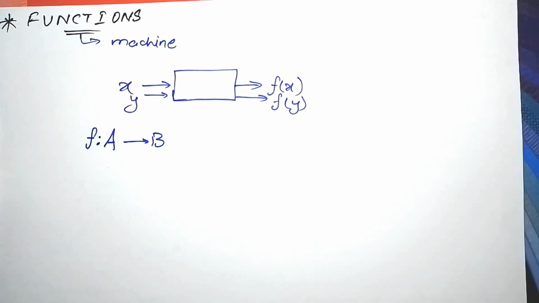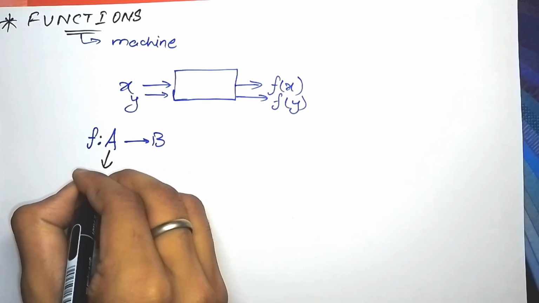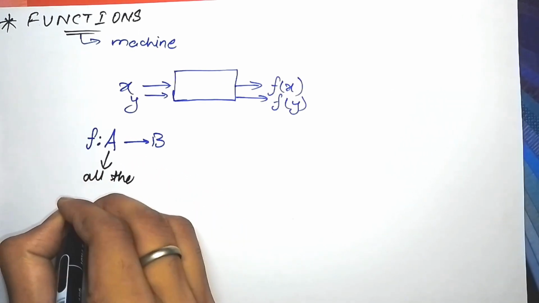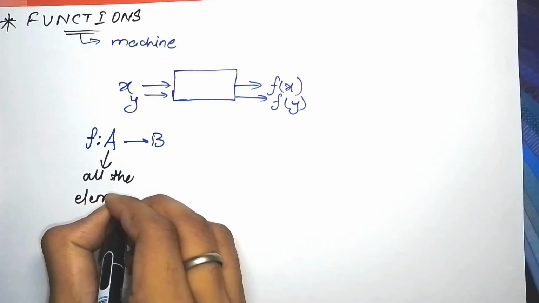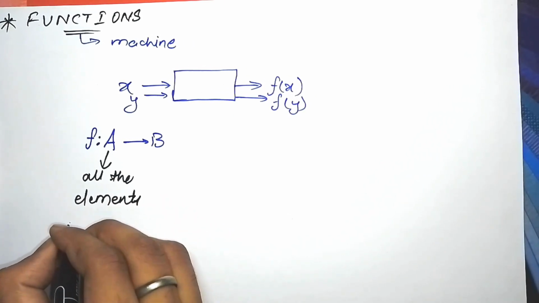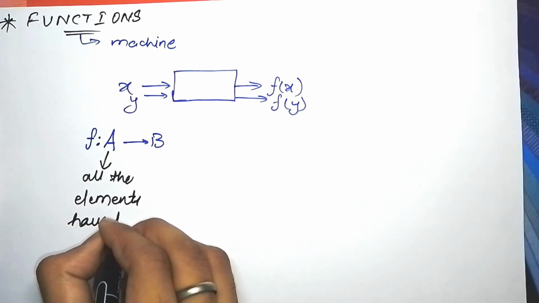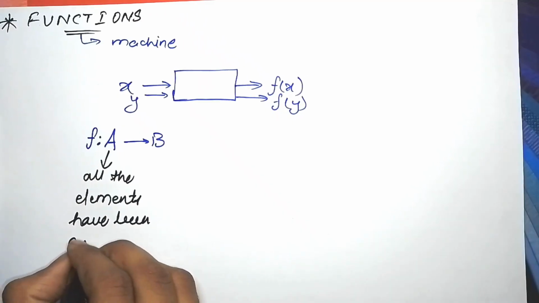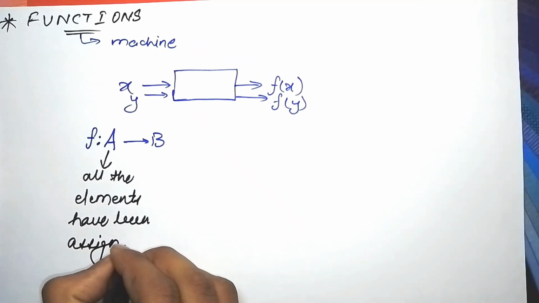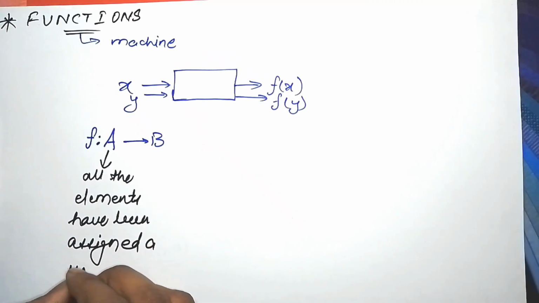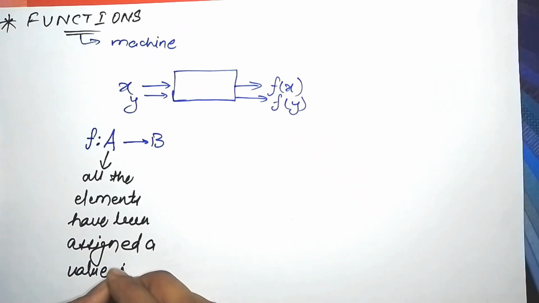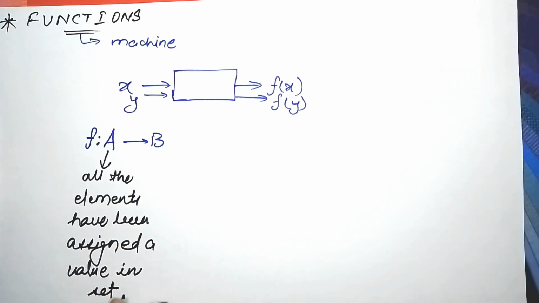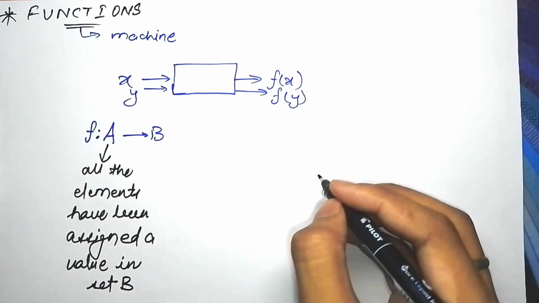Now in functions, all the elements of A have been assigned a unique value, or assigned a value in set B. I hope you understand. Something like, let me give you an example.